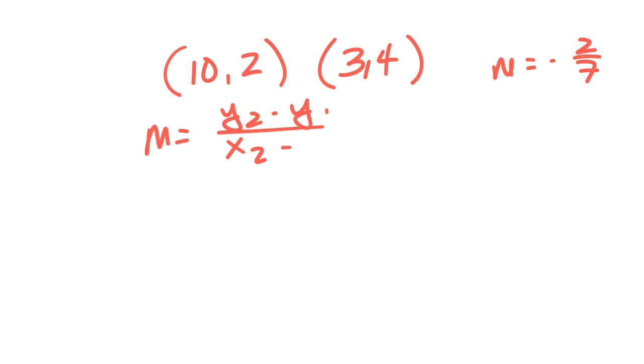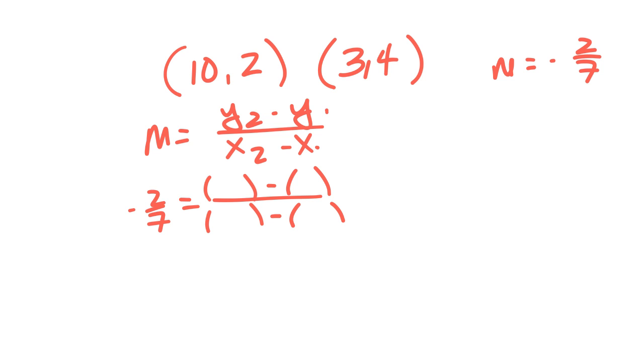It's better to be correct. So am I right? Let's actually substitute the negative 2/7 in here. Is that equal to the value that we came up with? So x sub 1, y sub 1, x sub 2, y sub 2. So 4 minus 2 over 3 minus 10. We've already done that, which is great, not negative 10.